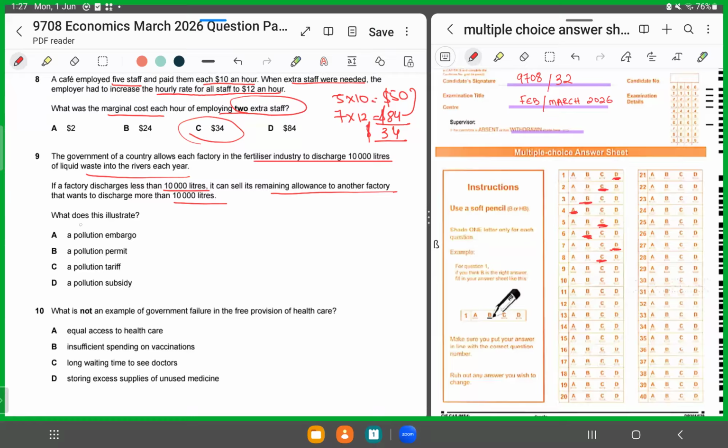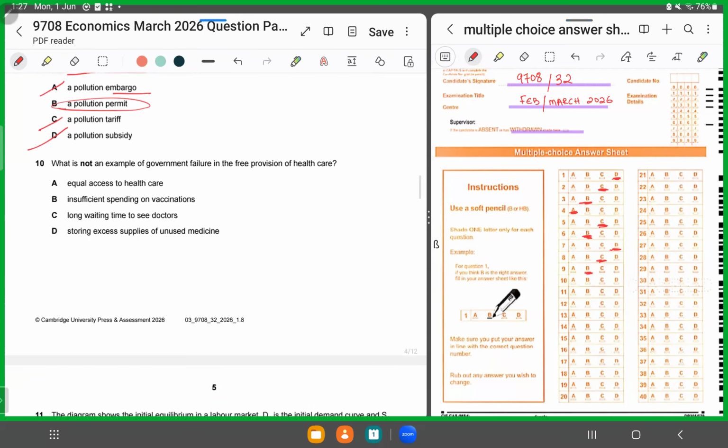So, what does this illustrate? A pollution embargo, a pollution permit, a pollution tariff, a pollution subsidy. That's not a subsidy, that's not a tax, it's not a tariff, that's not an embargo. Embargo means a ban; it's a pollution permit that's being allowed by permission granted by the government. So, for 9, we'll choose B as the correct answer.